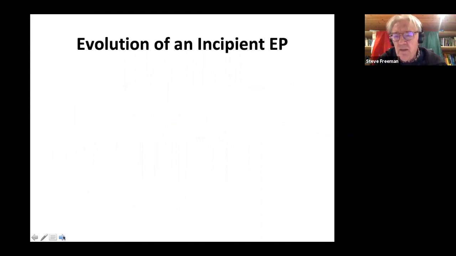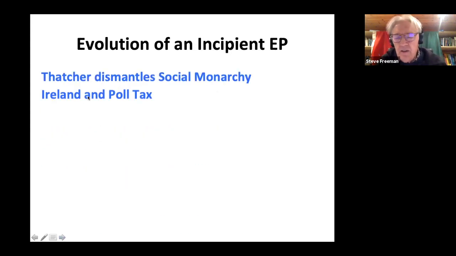It implies it's something that's not recognized, just sort of beginning, creeping into the picture, just beginning to appear on the scene, and not fully recognized. Another word is beginning to happen, becoming just apparent to us, even if we haven't seen it, sort of growing up from somewhere else. So the story for the incipient English Parliament would begin something like this: Thatcher dismantles the social monarchy during the 1980s. That's the thing we've been looking at before.